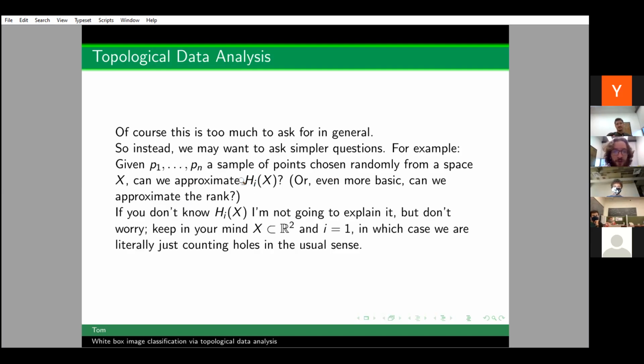Again, if you don't know what H_i is, I'm not going to explain it, but the thing to keep in mind is that we're only going to apply this to a shape in the plane, in which case I only care about i = 1, in which case you're literally just counting gaps in the picture in the intuitive sense.